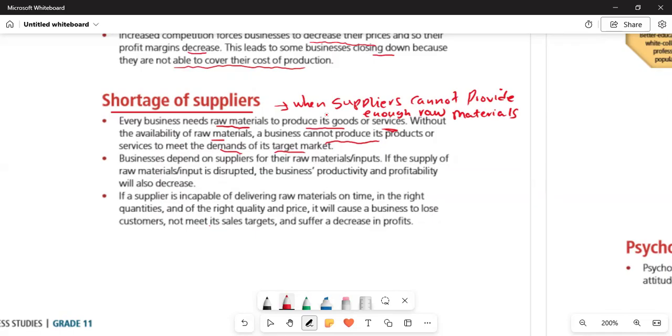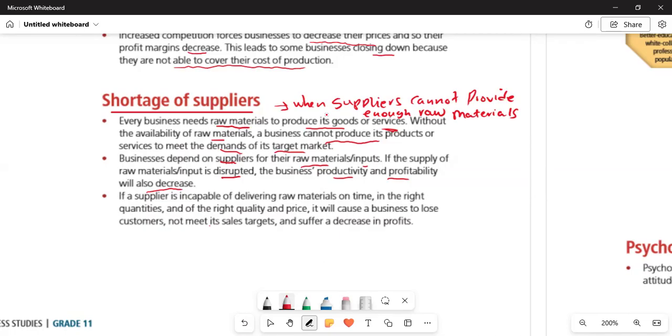inputs or raw materials. Businesses depend on suppliers for their raw materials or inputs. So if the supply of materials or inputs is disrupted, the business productivity and profitability will also decrease. So the productivity is going to decrease because there are days when there's going to be no production taking place. What happens to our sales? It means you're not going to sell. So if you're not selling, this is going to affect our profit. Hope you are together at the grade levels.